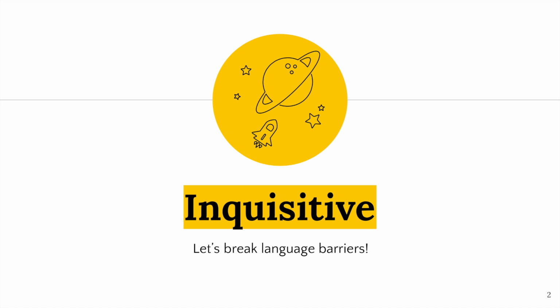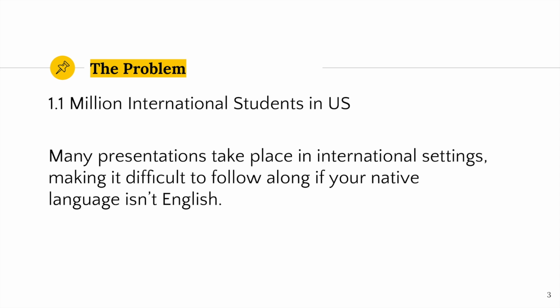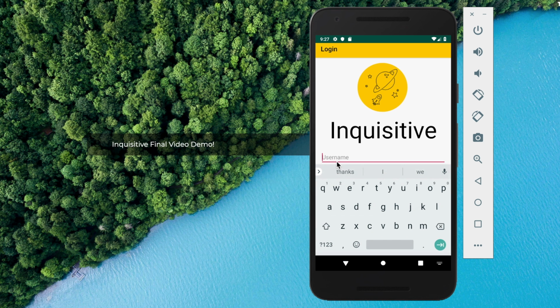Inquisitive is our app, and the goal behind the app is to break language barriers. So, our motivation stemmed from the fact that there are currently 1.1 million international students in the US, and presentations often take place in international settings, which generally make it hard to follow along if your native language might not be English. Okay, so now let's go in and sign in.